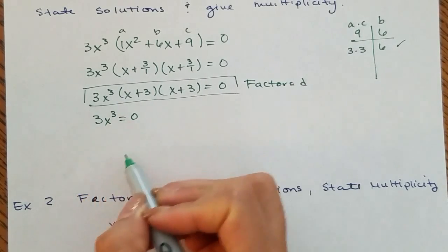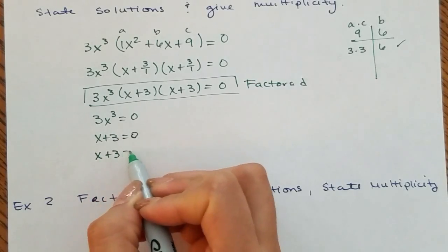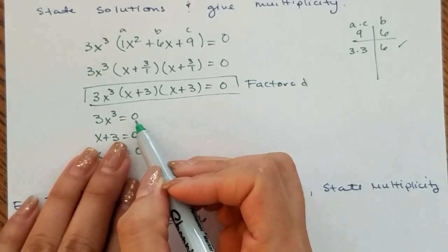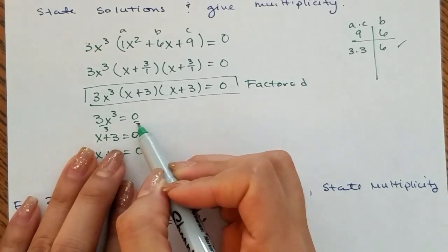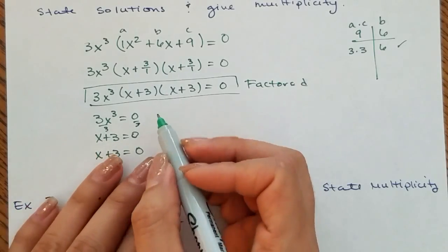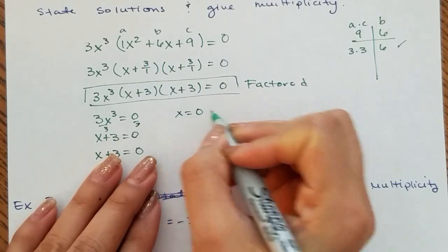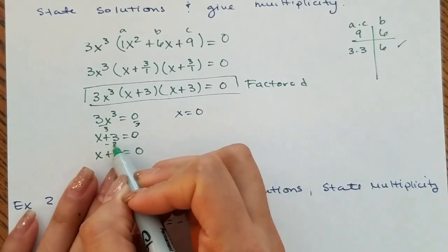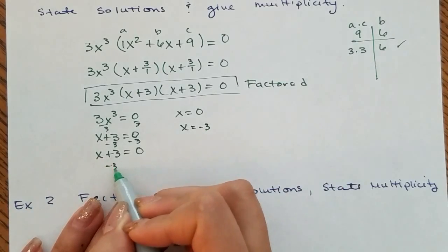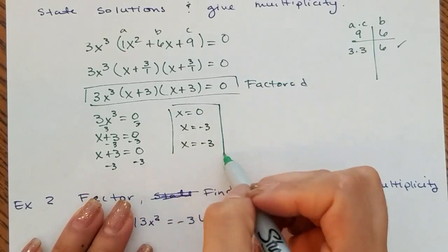3x cubed is equal to 0. X plus 3 is equal to 0. X plus 3 is equal to 0. So if I want to solve this, I would divide each side by 3. Divide by 3, divide by 3. And that is going to give you 0 over 3 is 0. The cube root of 0 is 0. So x is equal to 0 here. Here I would subtract 3 on each side. X is equal to negative 3. Same thing here, minus 3. X is equal to negative 3. We've found the solutions.